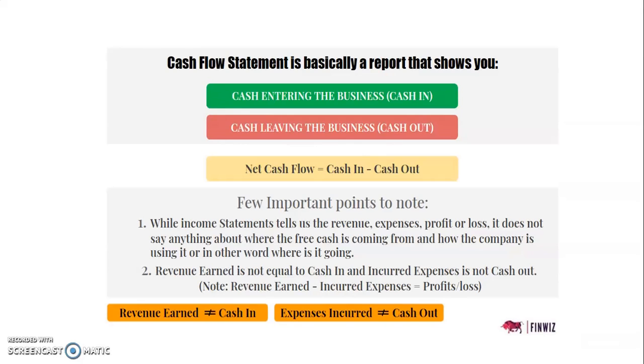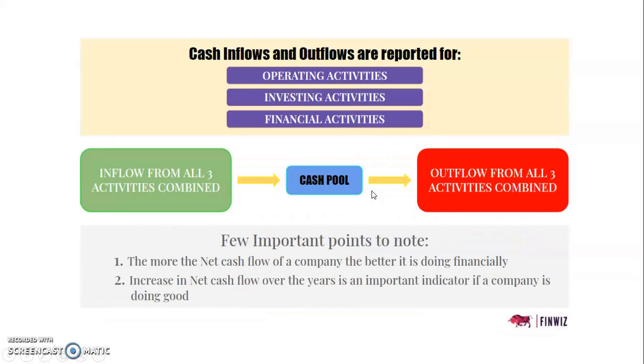So you take in all the cash in, remove all the cash out, and then you get the net cash flow. You need to understand that cash in is not just simply revenues earned, or cash out is not just the expenses that must have been incurred in the income statement. It can be much more than this as well, right? So what are the inflow and outflow sources? Where can you get money from and where do you spend money?